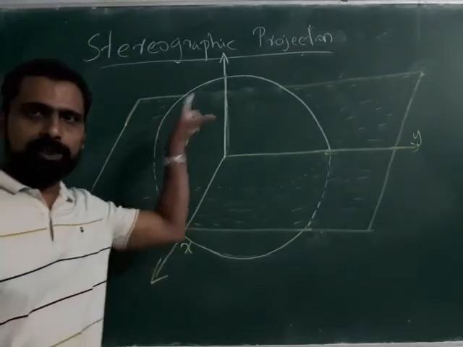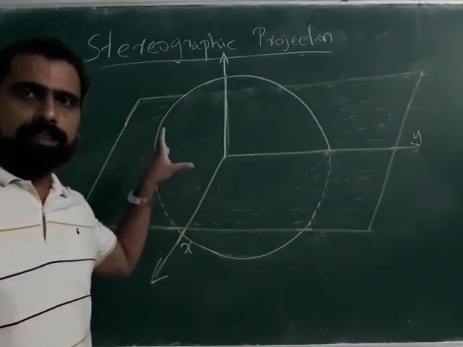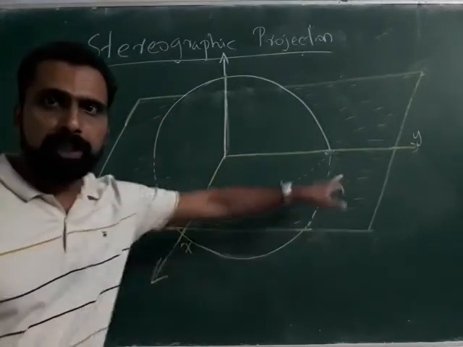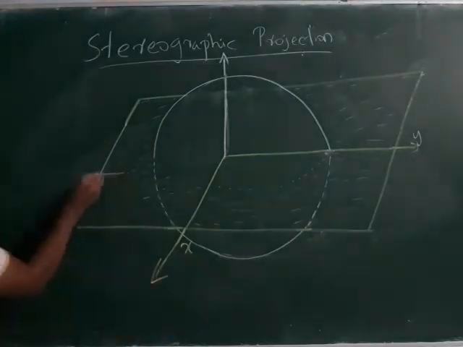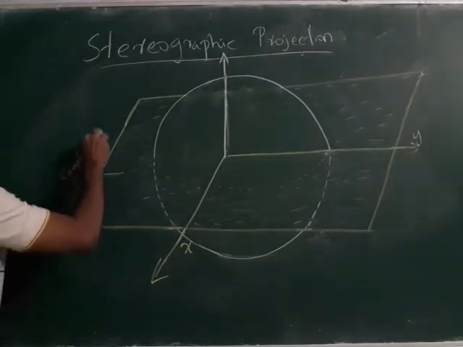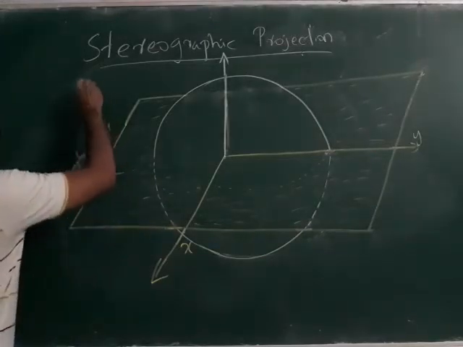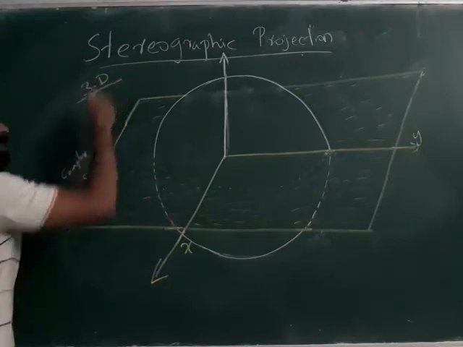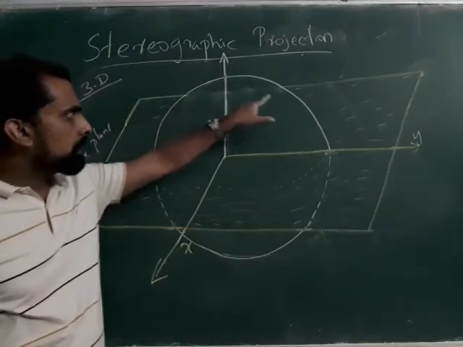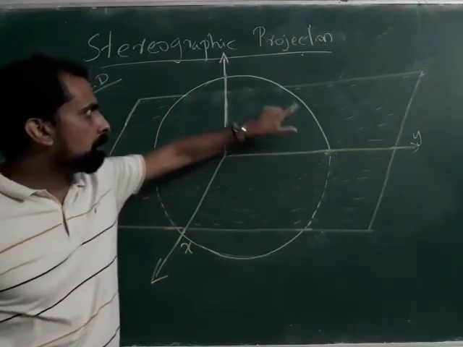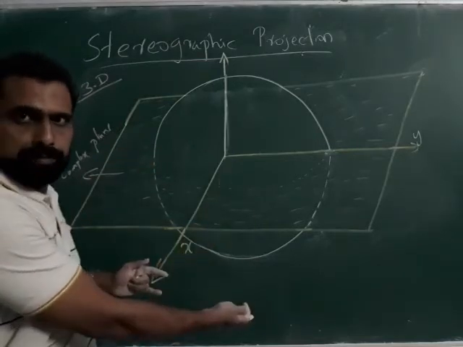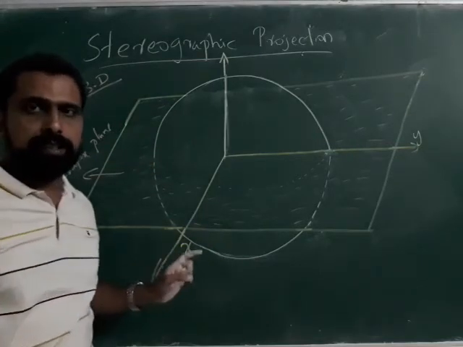Okay, I drew it like this. This is how you have to imagine. This is your complex plane, and I drew it in a three-dimensional way. And this unit sphere, half of it is above the complex plane and half of it is below. Okay, like that. That is it.